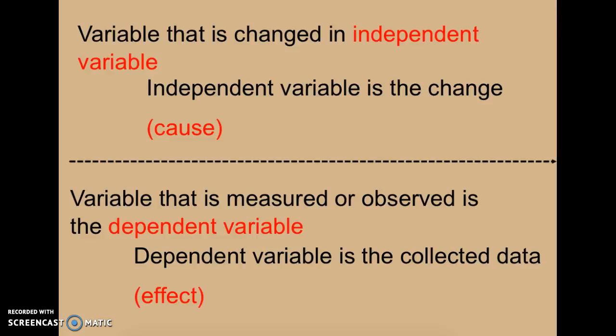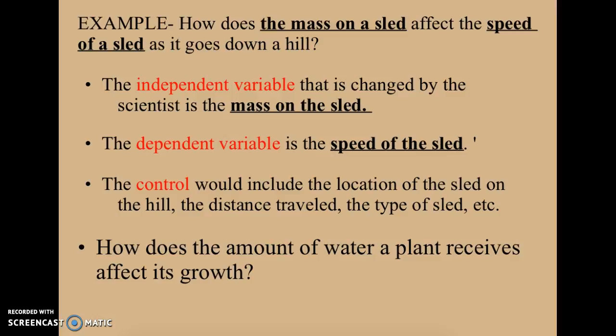So let's take a look at an example. So the example is, how does the mass on a sled affect the speed of a sled as it goes down a hill? We are looking at what we can change. So in this case, the independent variable is the mass on a sled, because the scientists can alter the masses on a sled by adding more people on the sled or adding more weight on the sled.